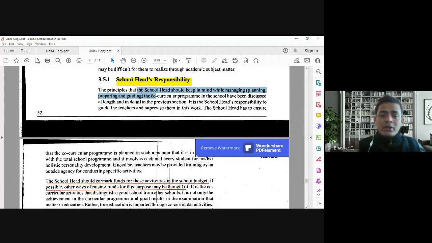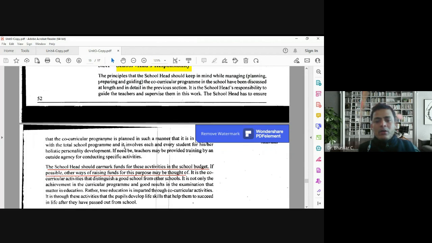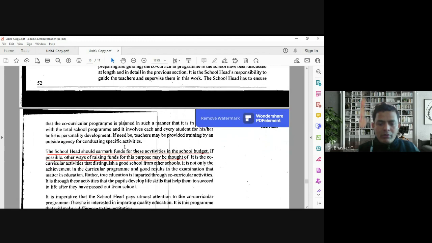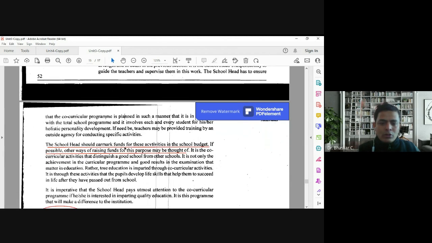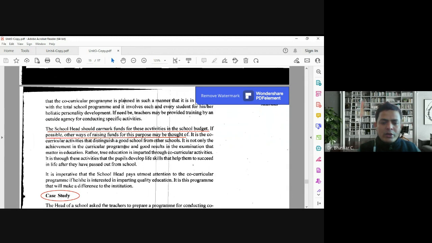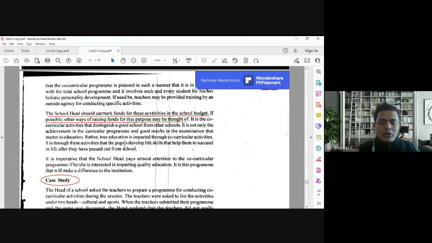The last topic here is the school head's responsibility. But since I have discussed it with you earlier, what is the responsibility of the school head in organizing or in planning the co-curricular activities, I think that if you have some question, then we will go for this aspect also. Otherwise, I have already discussed it with you. One case study has also been mentioned here. You can go for this case study after the end of this session.